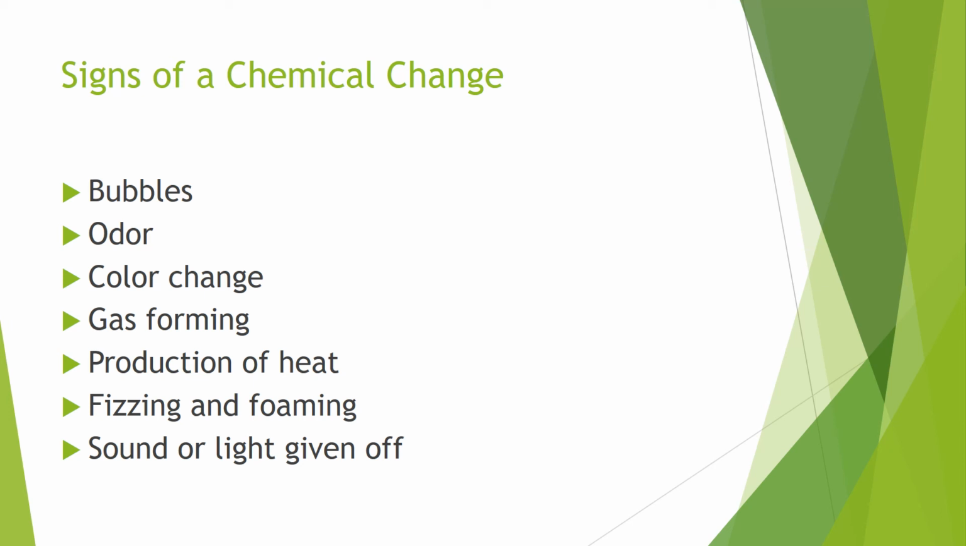Production of heat is a big one, or maybe it even gets colder. We're going to talk about different reactions that make the surroundings hotter, and some make the surroundings colder. Fizzing and foaming, and also any kind of sound or light given off. Those are different types of energy, like an explosion gives off sound and light, which definitely occurs because of a chemical change happening. Again, these are signs that a chemical change could have happened, and it's more than likely, but it's not 100%. So just because you see one of these, you have to make sure you're looking at all the factors before you decide something has happened.